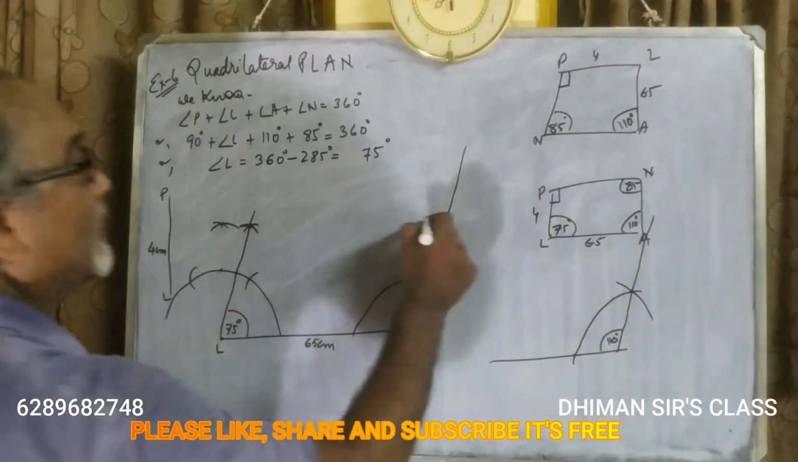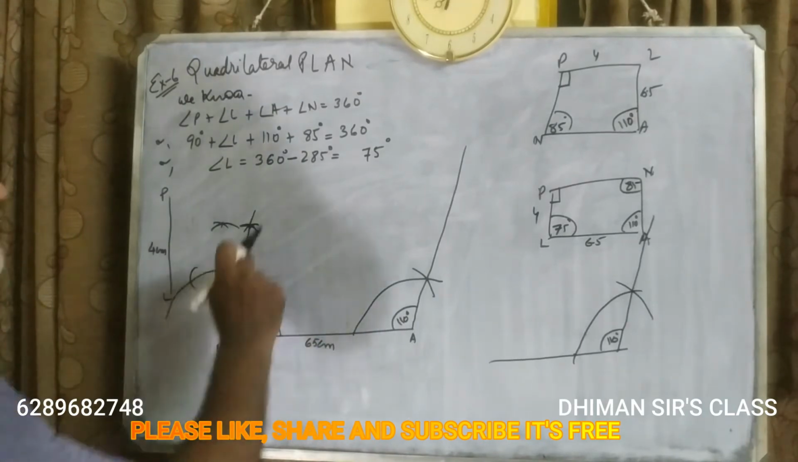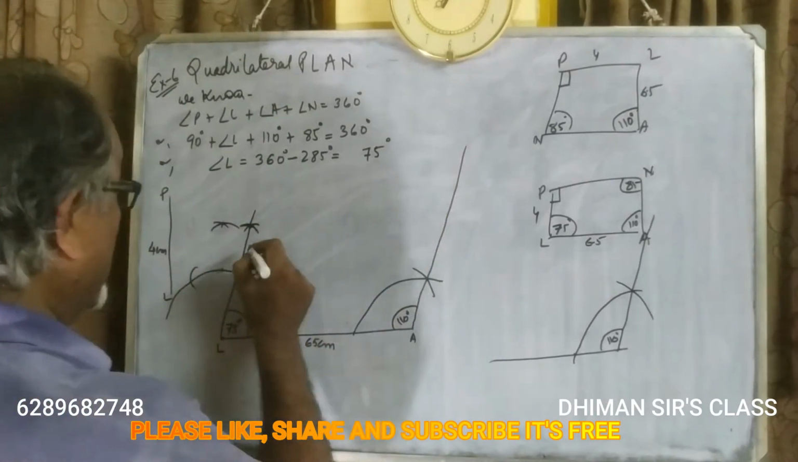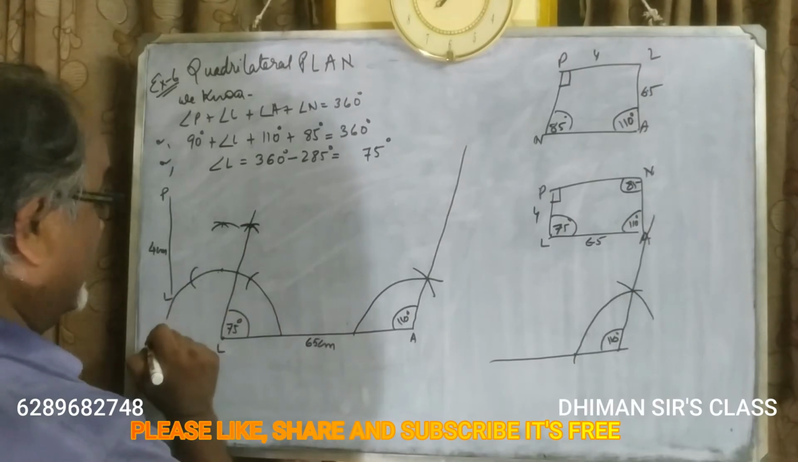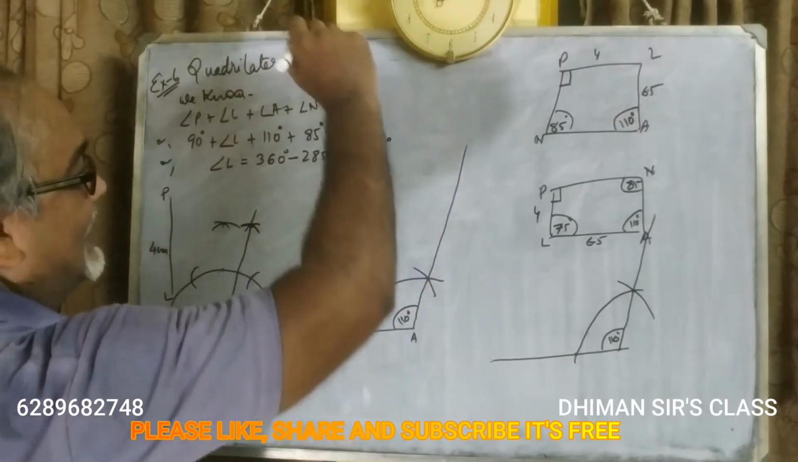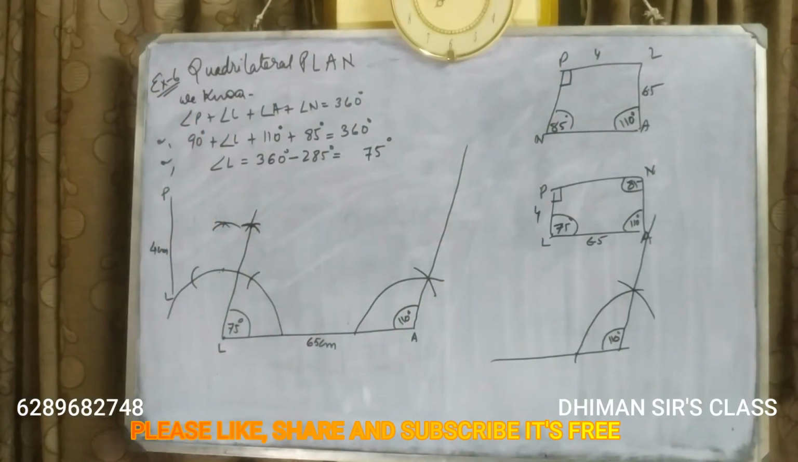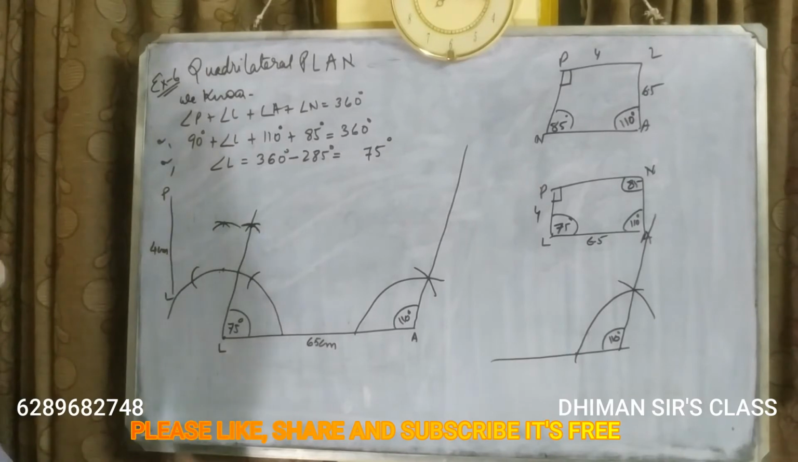Now the question is, we have to close this figure. It must be closed. Means, where will be P and where will be N? P may be somewhere here out of this line and N will be somewhere here on this line. So in that case, P, L we already know.